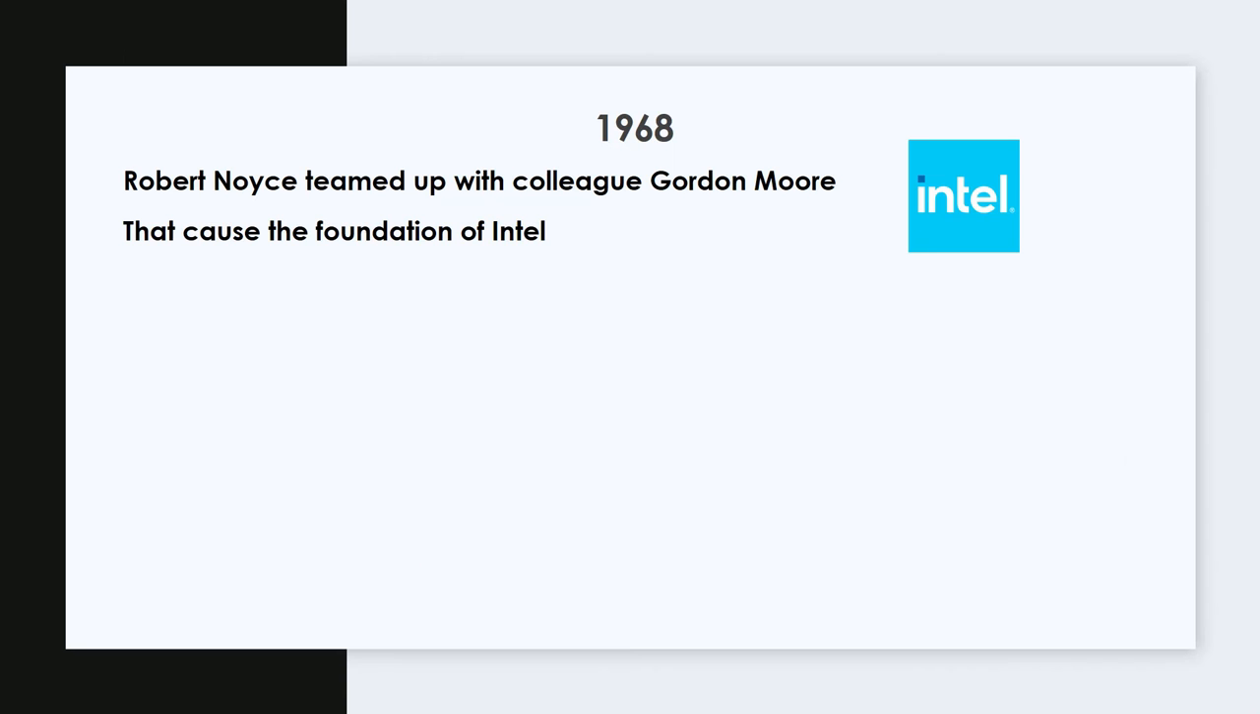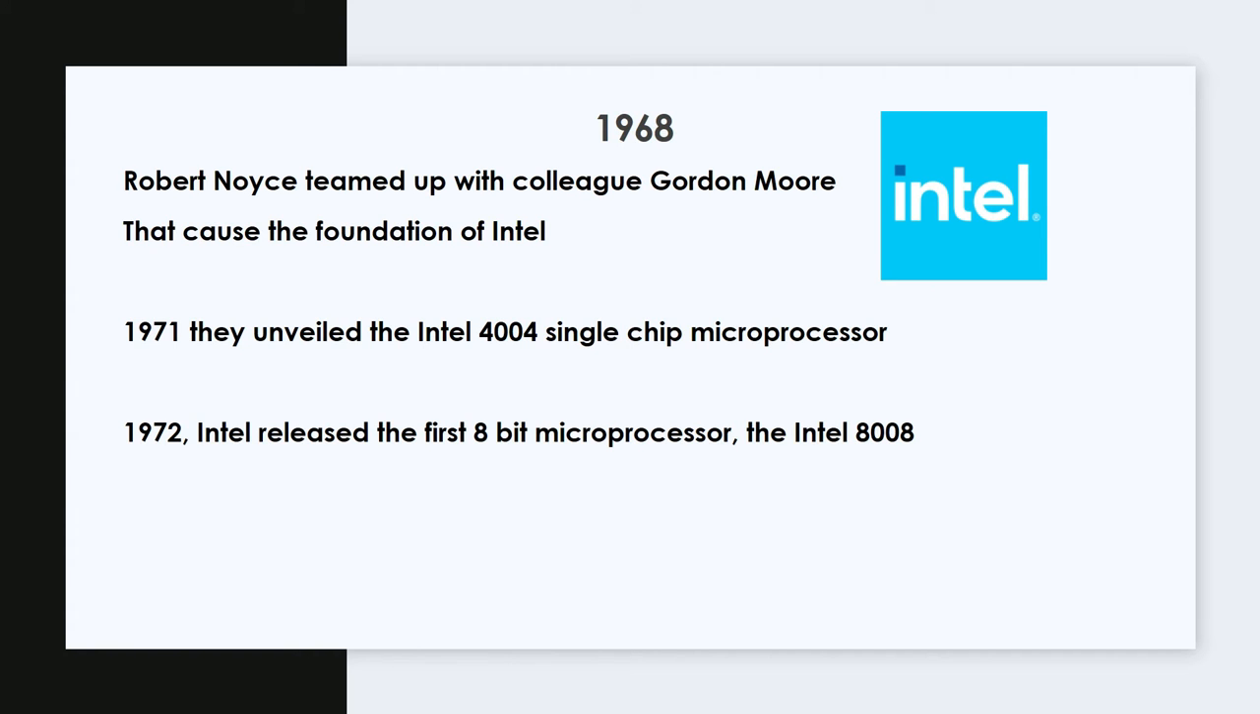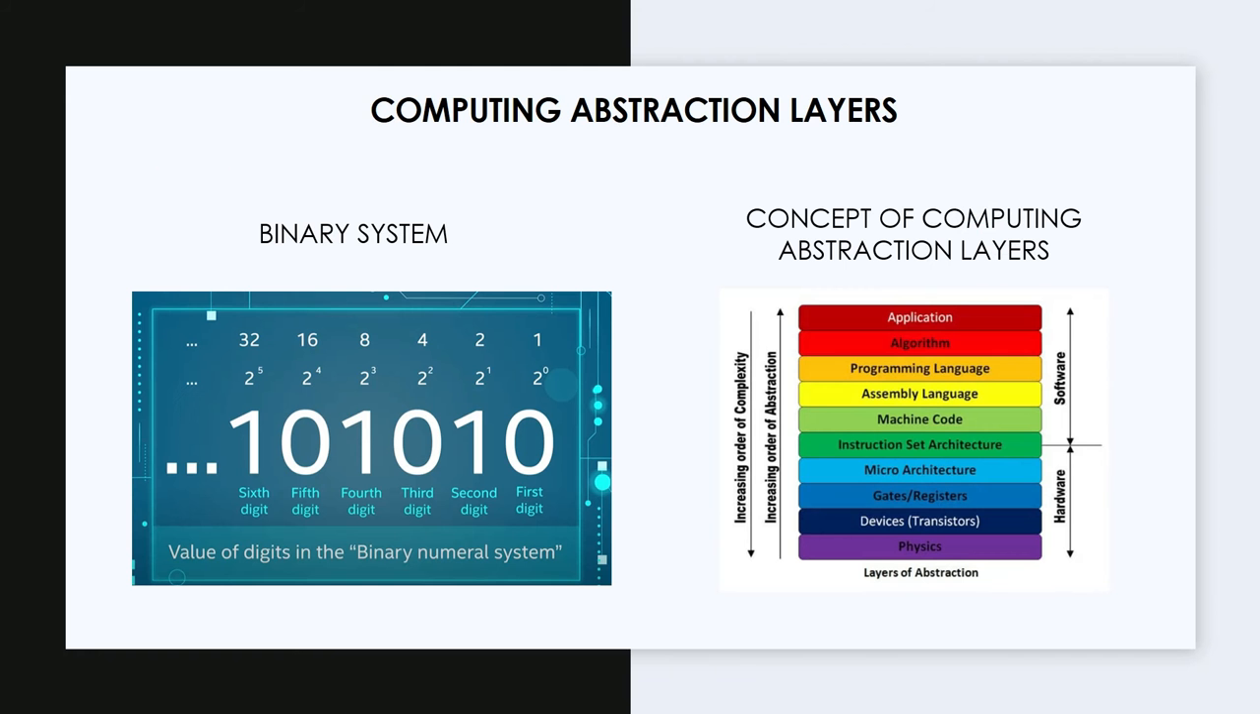By 1968, several companies were making integrated circuits, and Robert Noyce teamed up with colleague Gordon Moore to get into the game, founding Intel. By 1971, they unveiled the Intel 4004 single-chip microprocessor, and by 1972, Intel released the first 8-bit microprocessor, the Intel 8008. And by 1974, they released the 8080, whose CPU design is one of the world's most widespread microprocessors.